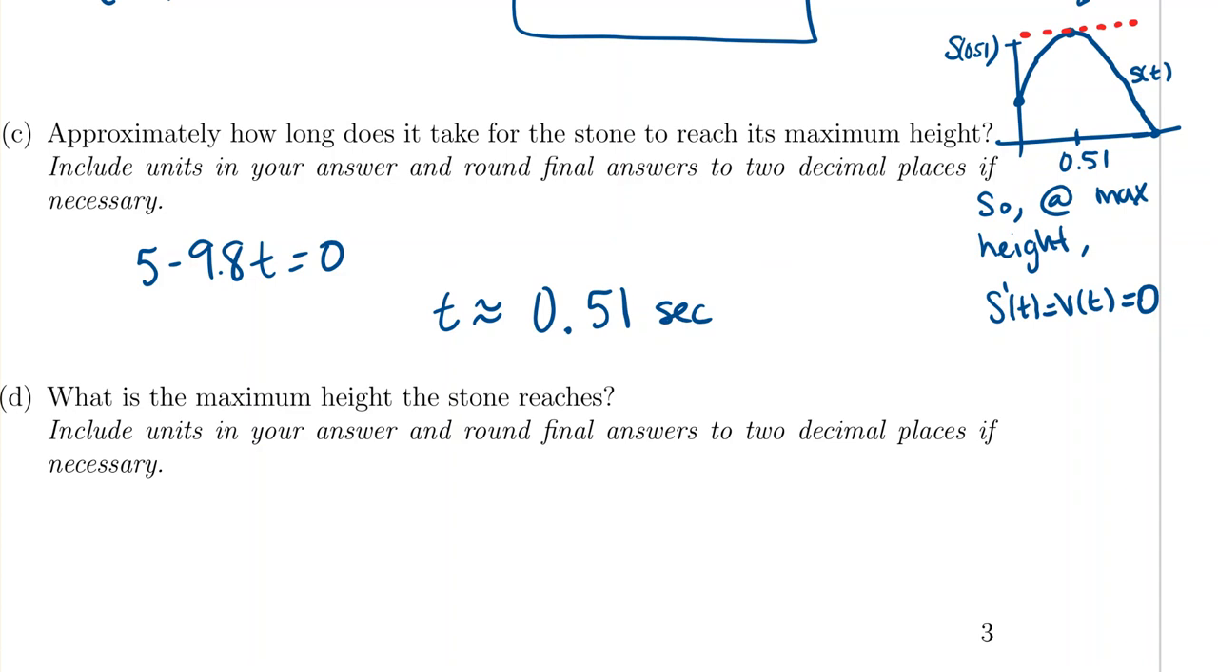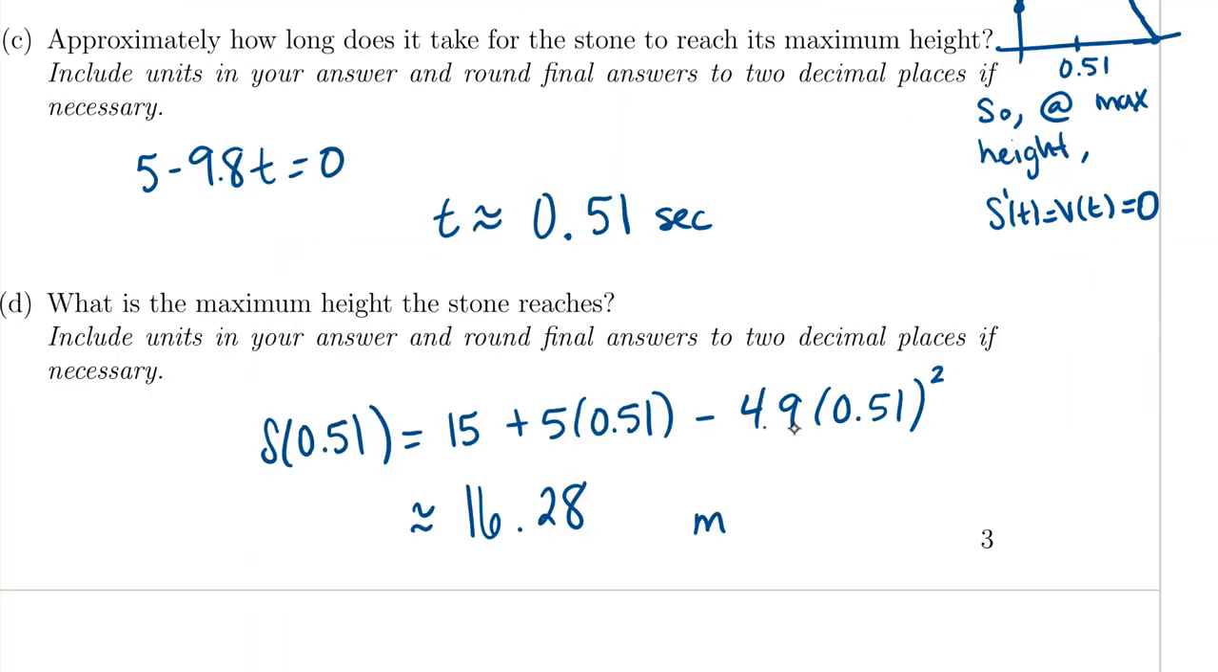We have the equation for s of t, so we'll just type this into our calculator. S of 0.51 equals, evaluating this in our original formula and then rounding to 2 decimal places, we get about 16.28 meters.